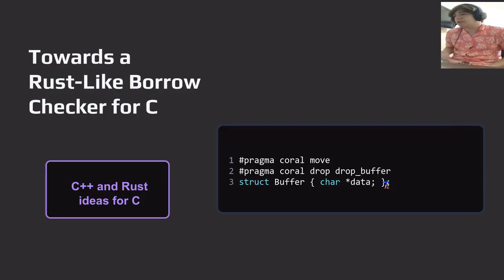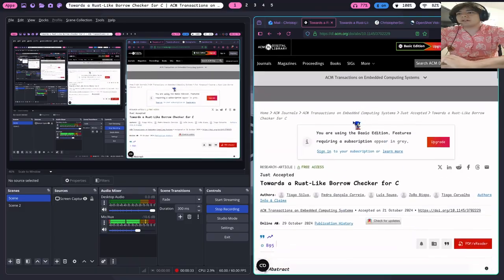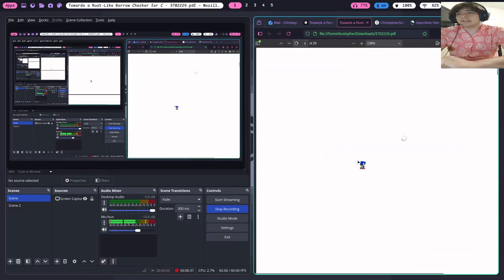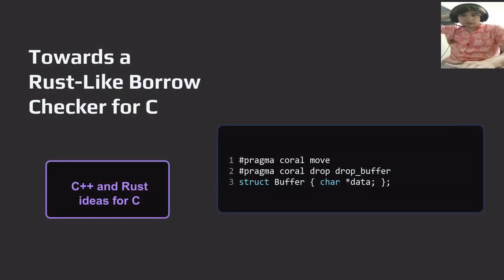I'm going to be presenting this paper that I found on ACM. It's a peer-reviewed journal, and the paper title is Towards a Rust-like Borrow Checker for C. If you want to see it, you can find it on this website, and this is what the paper looks like. Alright, let's get started.